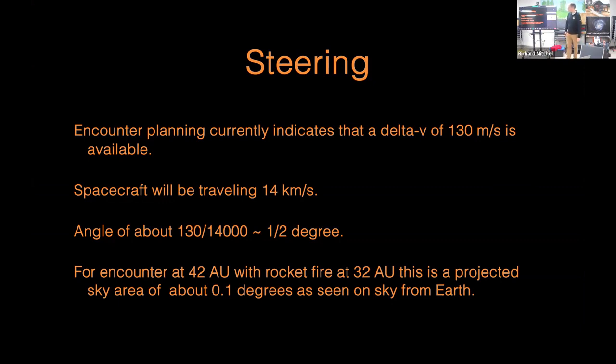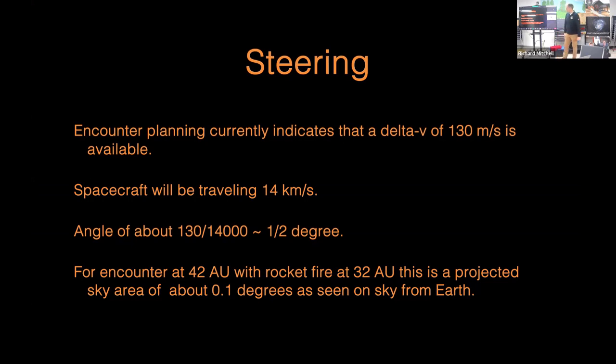Okay, so we got a spacecraft going at 14 kilometers a second, and we can turn it at 150 meters per second. Imagine you're going in your car. You can make a tiny little adjustment to the direction you're going. You can't change your velocity a lot. You can't go from going this way to going that way. You can go this way and then turn slightly. It's about a half a degree turn you can make. You're not going to change direction very much.